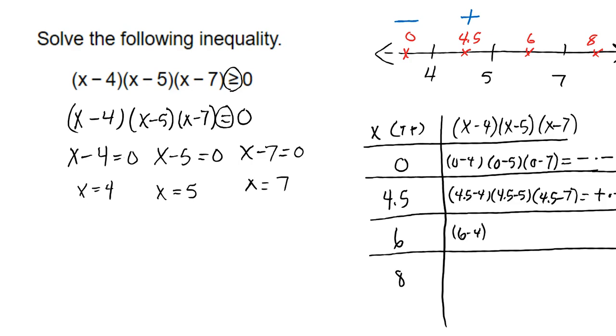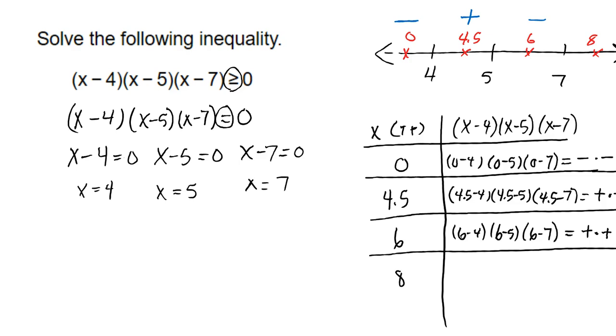6 minus 4 times 6 minus 5 times 6 minus 7. 6 minus 4 is a positive. 6 minus 5 is a positive. And 6 minus 7 will be a negative. Positive times a negative is a negative. So in this interval, from 5 to 7, our expression is negative.